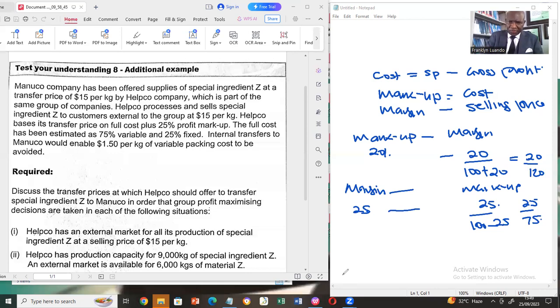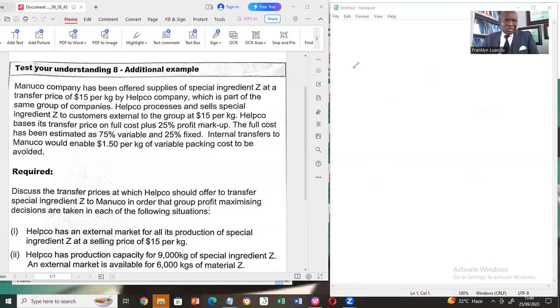So now let's look at the question. Manuka company has been offered supplies of special ingredient Z at a transfer price of 15 per kilo by Helpco company, which is part of the same group of companies. So that is a transfer price. Helpco processes and sells special ingredient Z to customers external to the group. So there is external market at 15 per kilo. Helpco bases its transfer price on full cost plus 25% profit markup. So this is markup. So we don't have the cost of production.